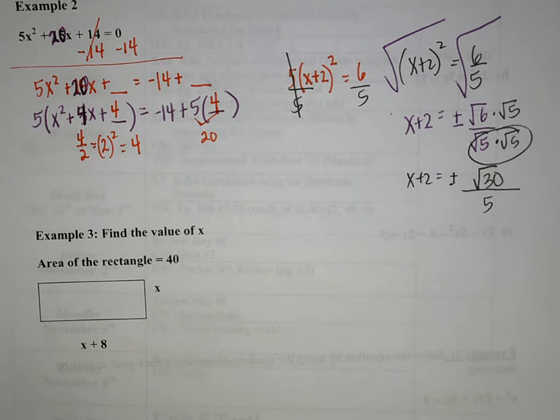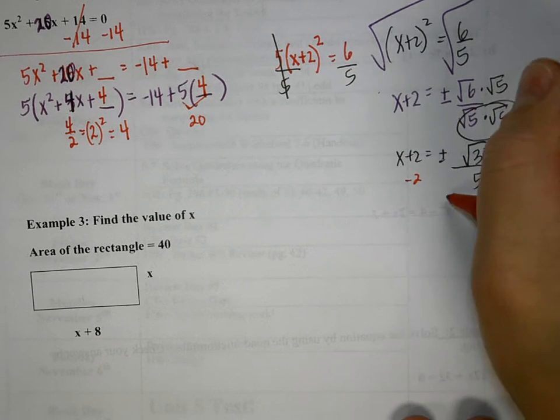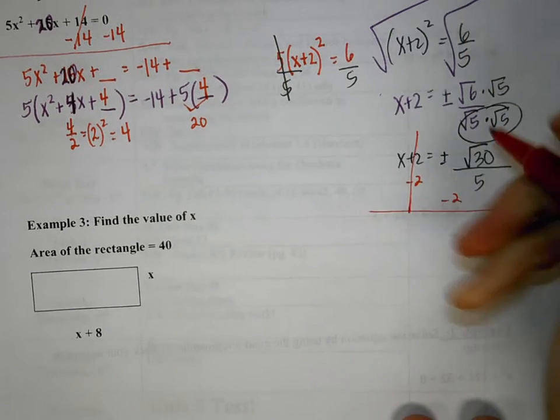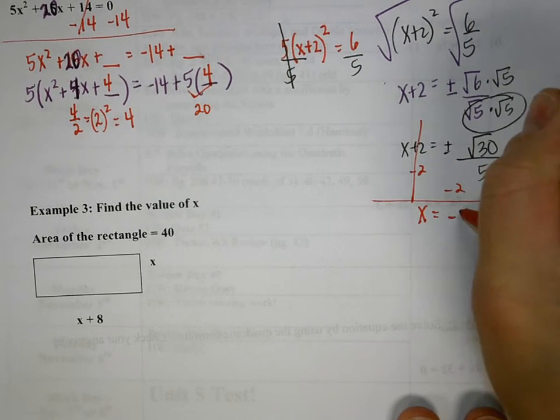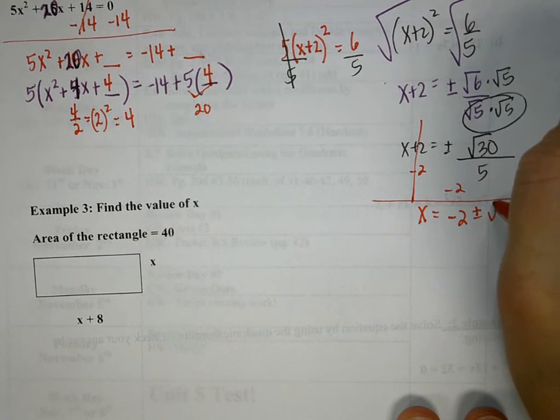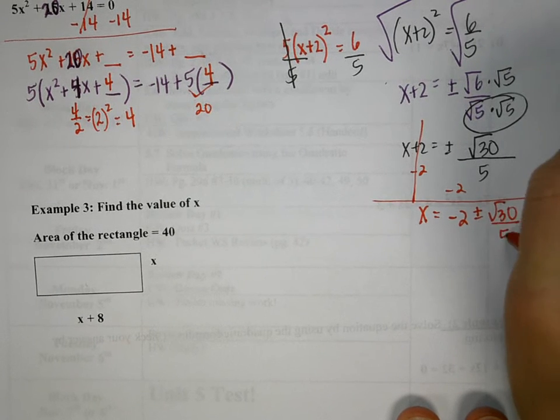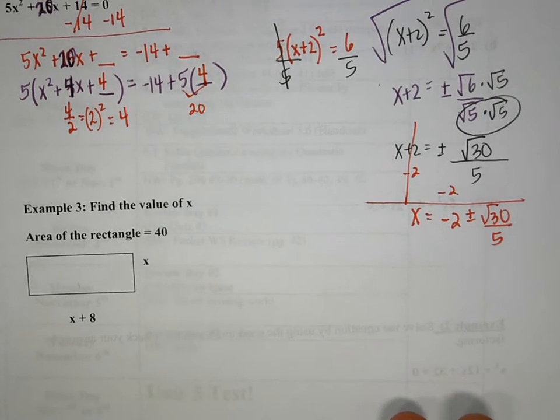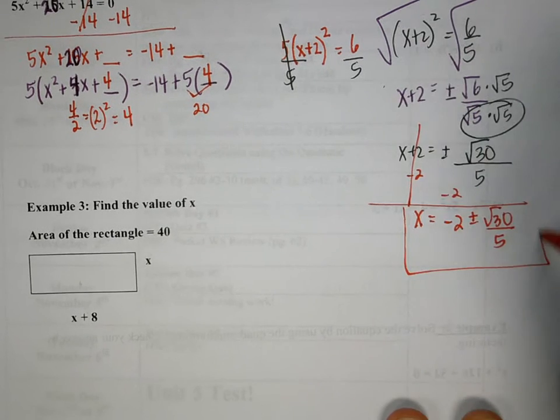Okay. Is my x by itself? No. Do you think I need to write this as 2 equations? No, because I'm not going to be able to add the root 5 with 2 or negative 2. So all we're going to do is subtract 2 over here. And so we get x equals negative 2 plus or minus root 30 over 5. And that's your answer.